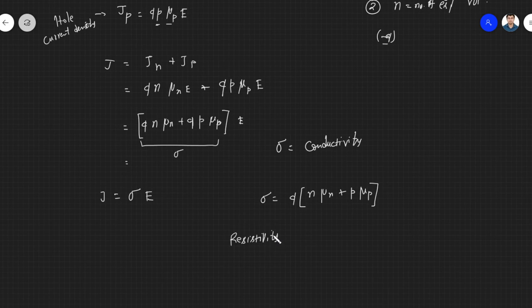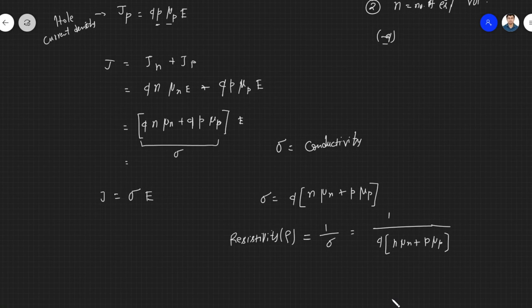Anyone? Resistivity is equal to... how are conductivity and resistivity related? Rho is equal to 1 by sigma. Exactly, it's 1 by sigma. So 1 over q times n mu n plus p mu p, right?